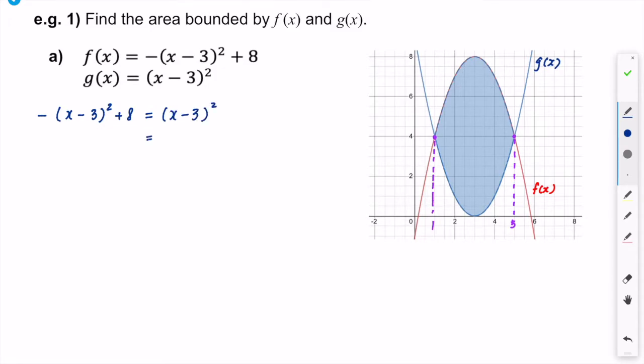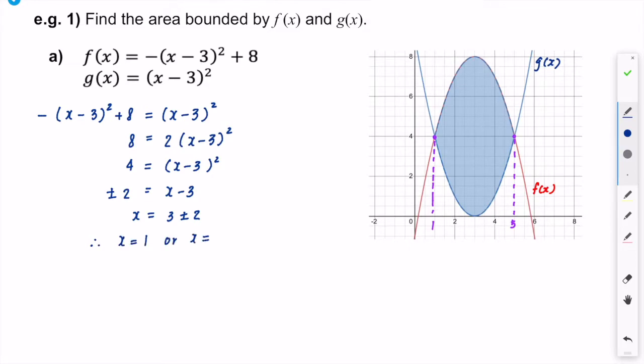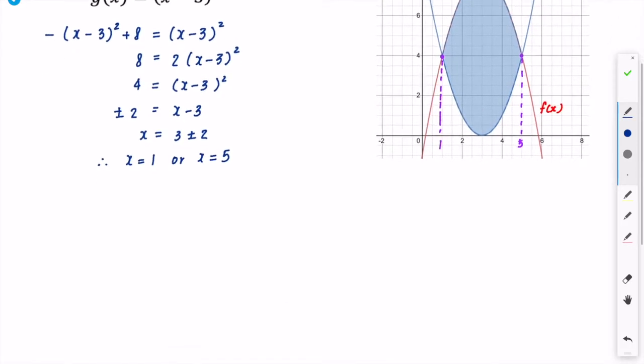I can actually claim that 2 times (x minus 3) squared is equal to 8, meaning that 4 is (x minus 3) squared, so plus or minus 2 is x minus 3, making x equal to 3 plus or minus 2. Therefore, x is 3 minus 2, which is 1, or x is 3 plus 2, which is 5. Now, we're ready to find the area.